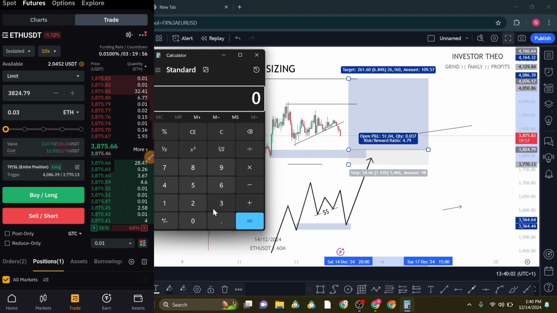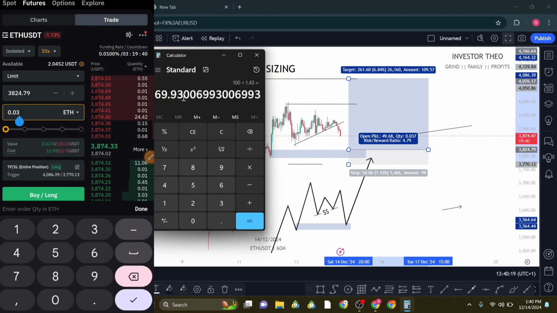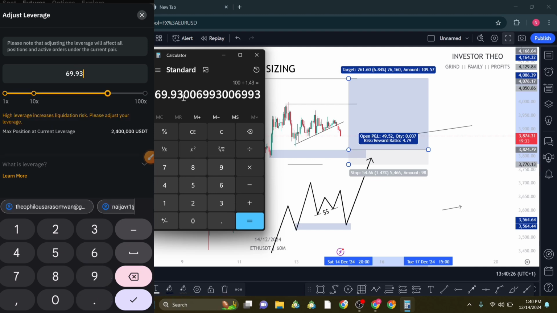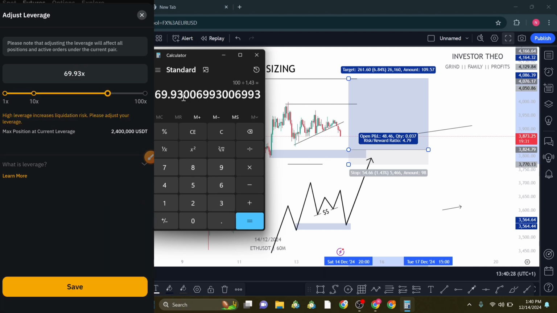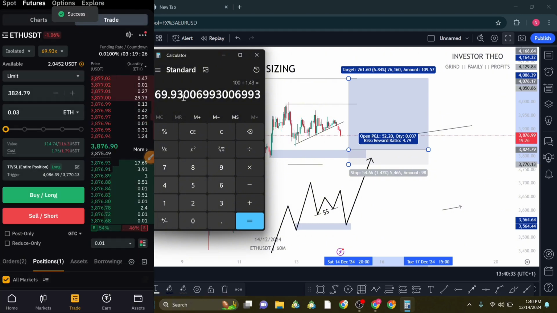That's what we're going to do here. 1.43% is what we're looking at. So you do 100 divided by 1.43, and you get 69.93. So what you do right now is click 69.93 as your leverage. Once you use 69.93 as leverage, click on save, and click on OK.